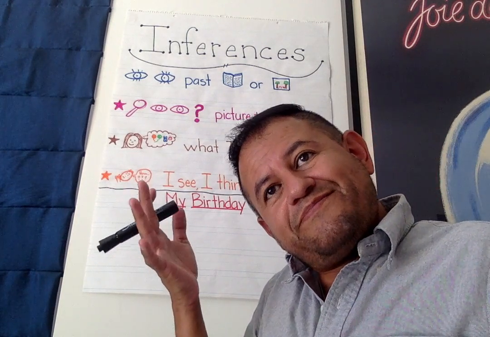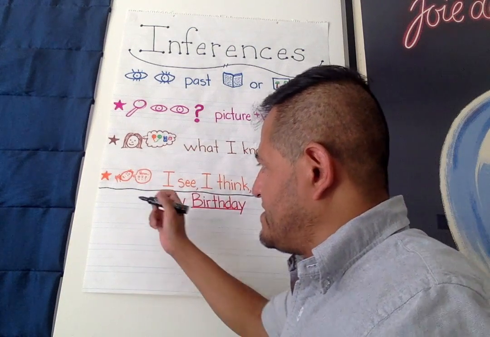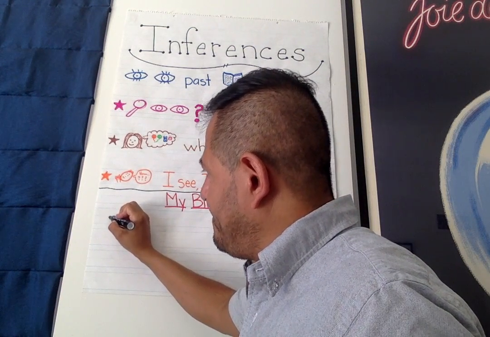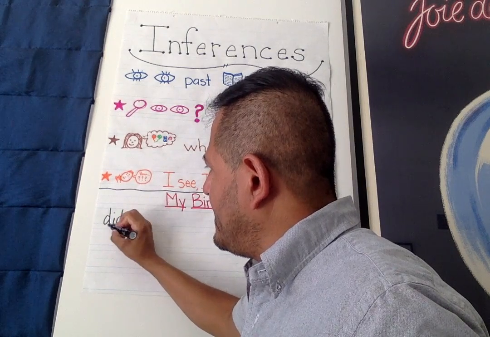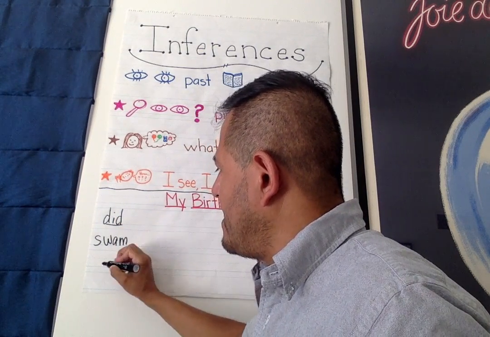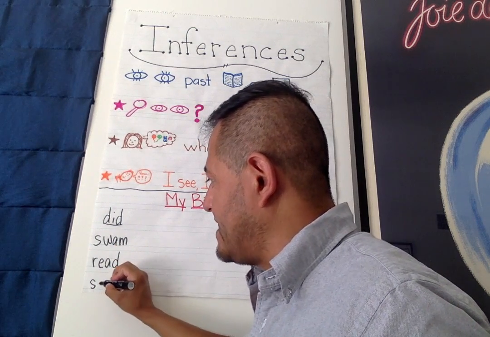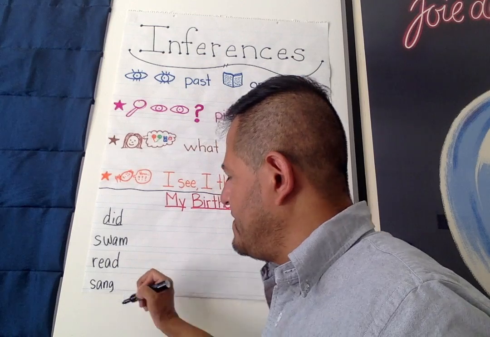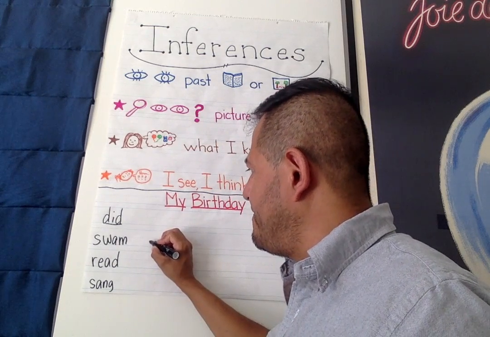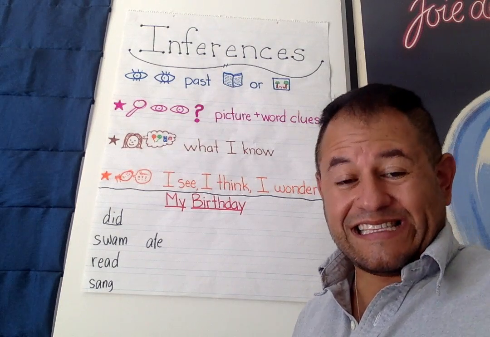And that was it. Okay, so I swam in the pool. I'm going to write that down here. So what I did is I swam, I read, I sang a song, and I ate. Those are things that I did.